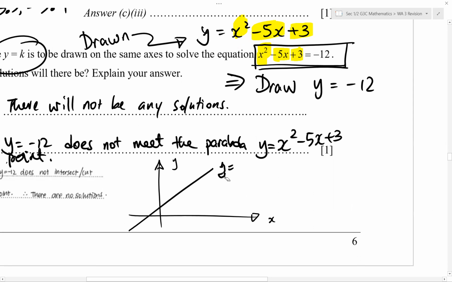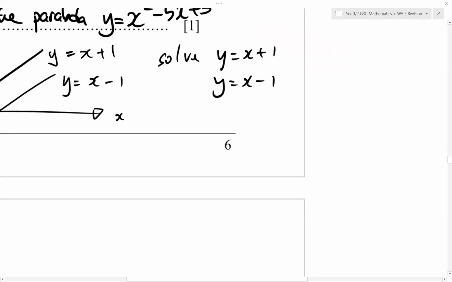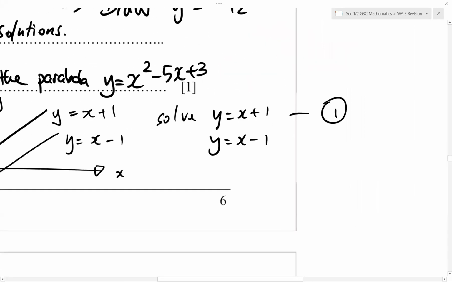Similarly, if we have y equals x plus 1, y equals x minus 1, these are two parallel lines. If I ask you to solve y equals x plus 1, y equals x minus 1 simultaneously, let's see what happens. Equation 1, equation 2, do a subtraction, maybe equation 1 minus equation 2.